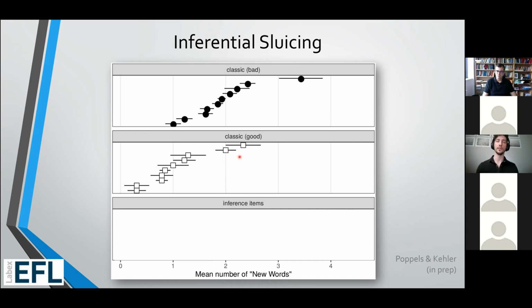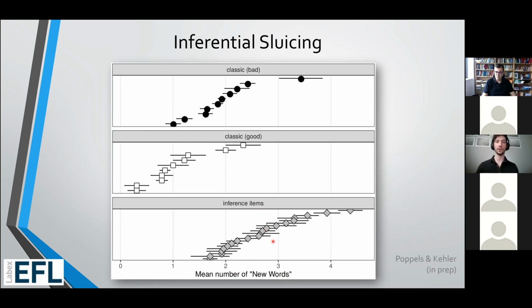It captures the difference these minimal pairs are designed to highlight. Okay. Now, what about the inference items? Well, the inference items actually involve way more new words in this paraphrase task than either one of these two. Okay, so there's a significant difference between the bad ones and the inference items.